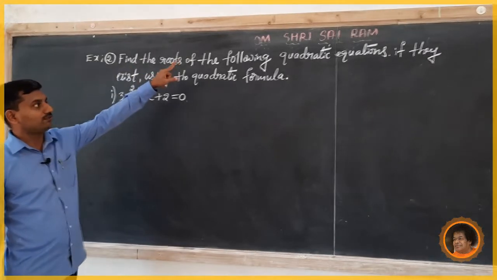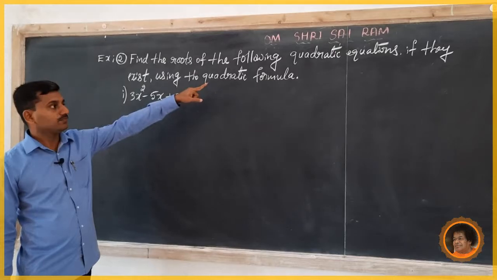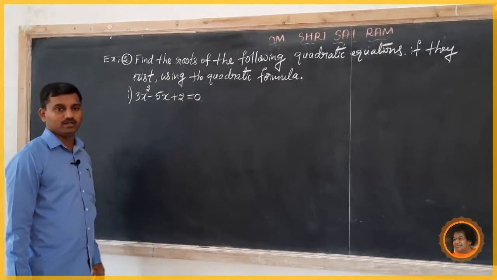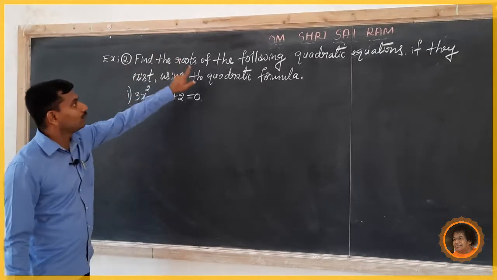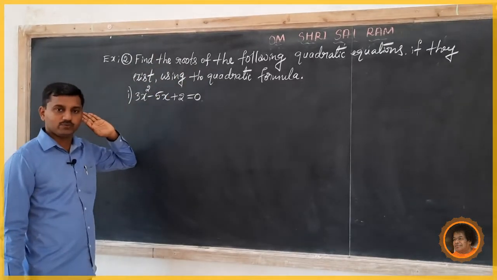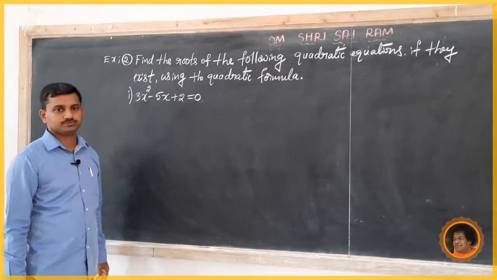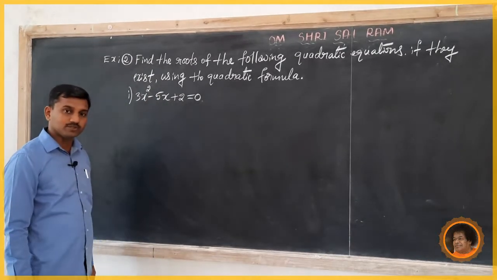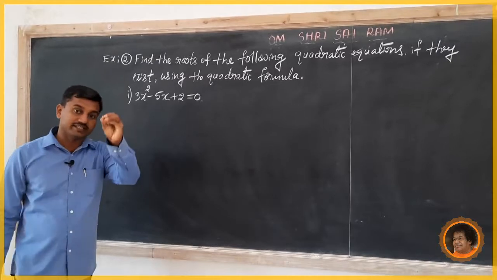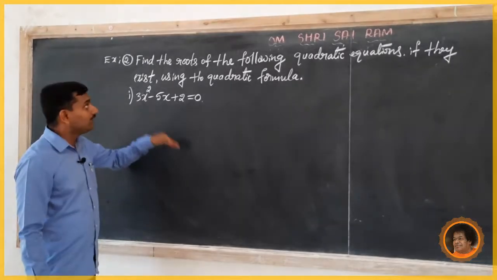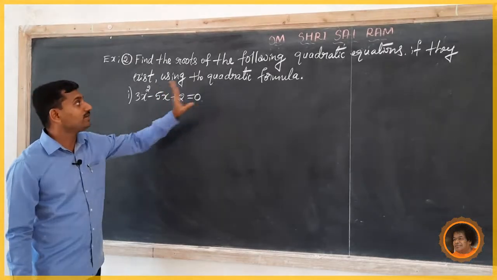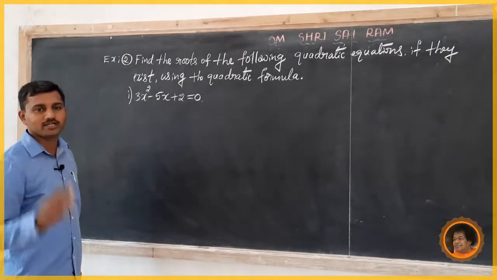Find the roots of the following quadratic equations if they exist, using the quadratic formula. What is the meaning? We have to find the roots, but the condition is there: if they exist. Suppose these equations have real roots, then find the roots of the quadratic equation by the quadratic formula. You know the quadratic formula.